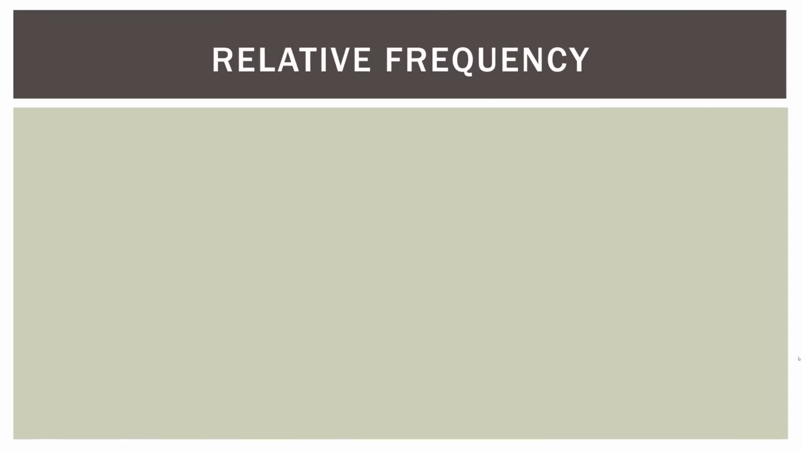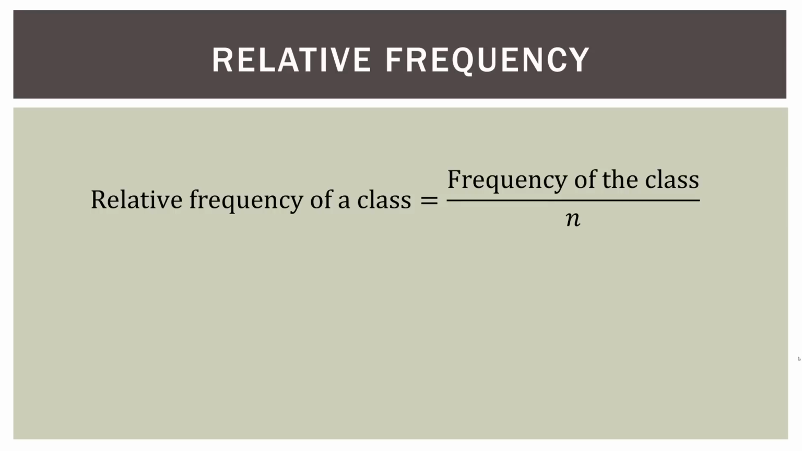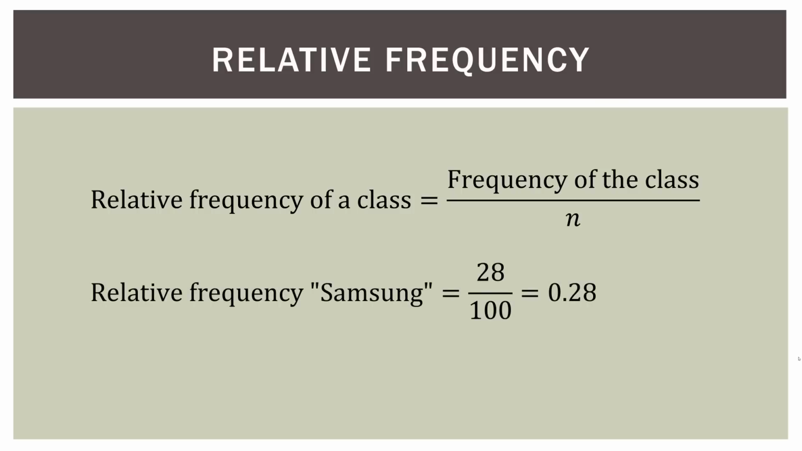Now we can also talk about another measure called the relative frequency. And again, it's not all that difficult. So the relative frequency of a class, which is sort of a part of the category, is the frequency of that occurring over all of our observations. So for example, in this case, the relative frequency of Samsung is 28 observations out of 100. So there were 28 people in our data that had a Samsung phone out of 100 people total, and therefore the relative frequency is 0.28.